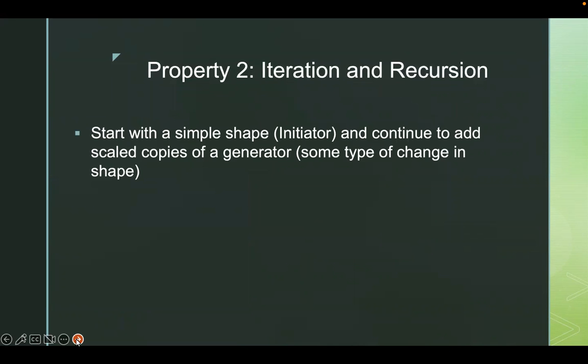So this means we start with a simple shape, which is the initiator, and we continue to add scaled copies of a generator, which means it's some kind of change in the shape. So maybe it's a bump, or maybe it's a curve or a twirl or whatever, but we have that generator and we add scaled copies.